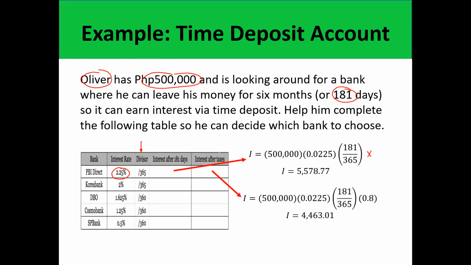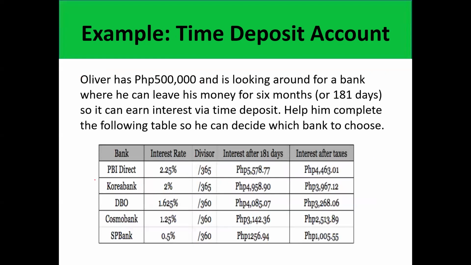Now, if we follow this formula for the rest of the rows in this table, we will be getting the following summary. So these are the values, so you can maybe compute this in your free time. But of course, you have to keep in mind that you have to use the divisors adopted by the following banks.